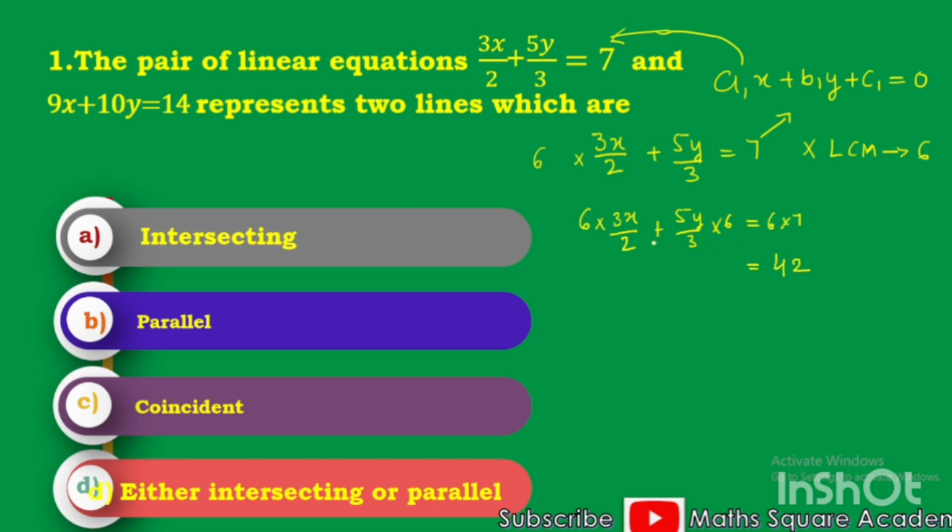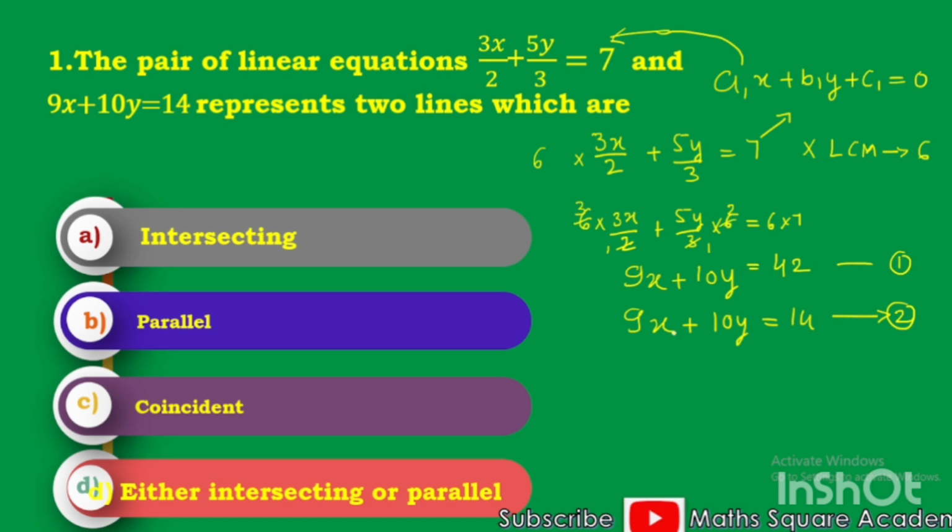So here 2 1s are 2, 2 3s are 6, 3 3s are 9x and 3 1s are 3, 3 2s are 6. This is 10y. So the first equation converted to standard form is 9x plus 10y equal to 42. This is equation 1. The second equation is given, that is 9x plus 10y equal to 14. Okay, this is the second equation.